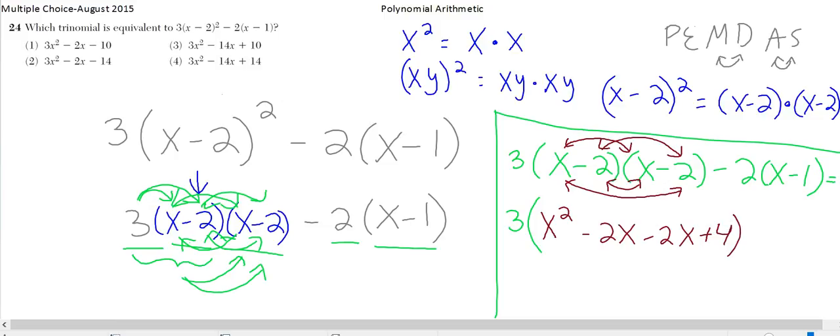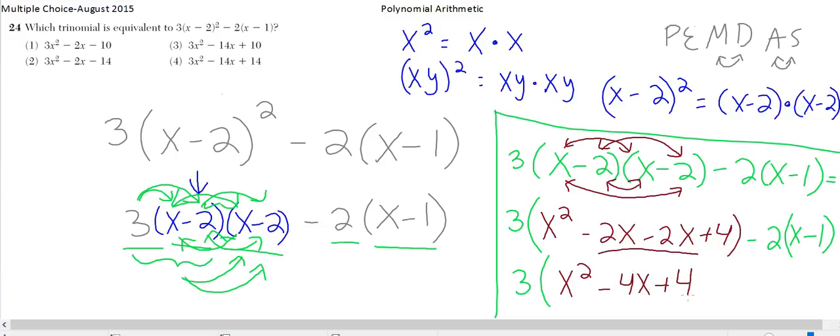So let's rewrite the whole rest of the equation so we don't forget about it: minus 2 times x minus 1. Now we could combine like terms within the parentheses of what we just FOILed. Let's rewrite that. x squared stays alone because we have no other like terms. But minus 2x and minus 2x we can combine. This becomes minus 4x plus 4. And then we still have minus 2 times x minus 1.